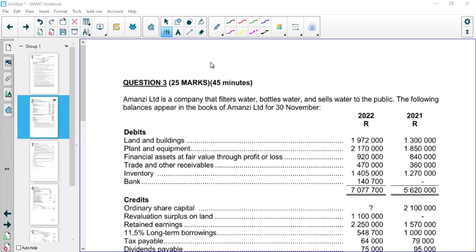Right. So we start by determining the purchases, because our starting point is to determine how much cash was paid for purchases. But before we know how much cash was paid for purchases, we first need to determine those purchases. So that is our starting point. So this is what we do.